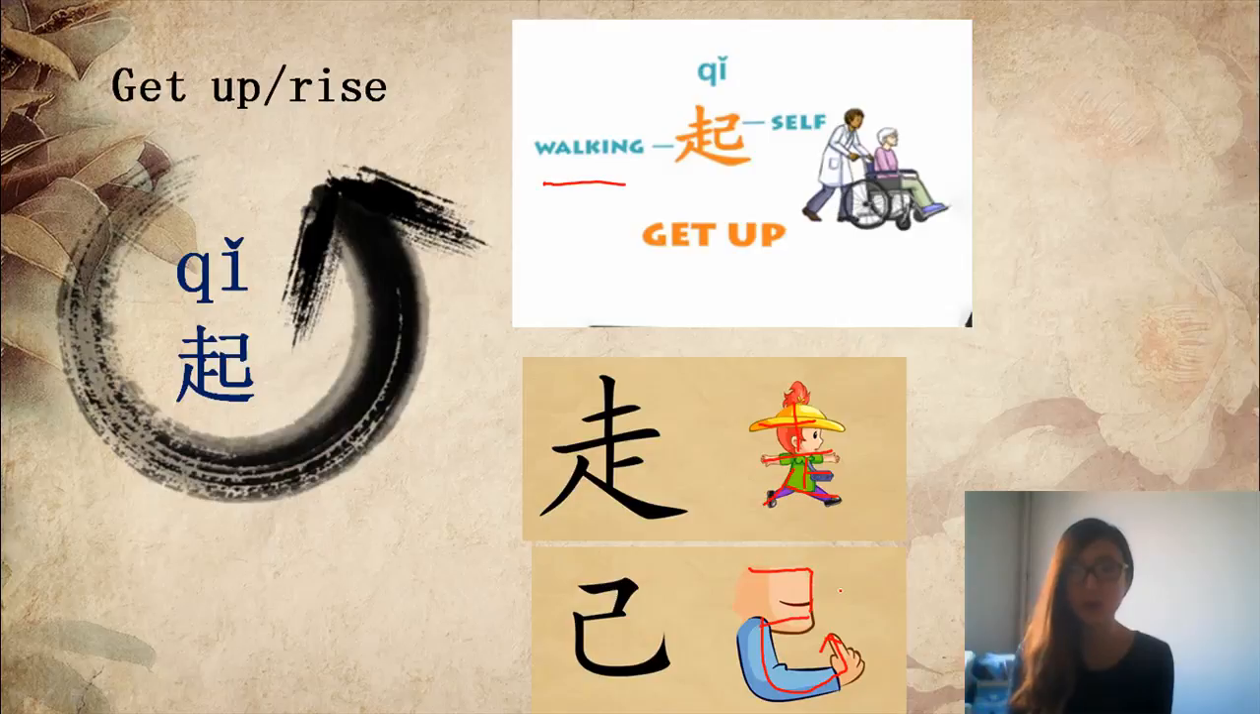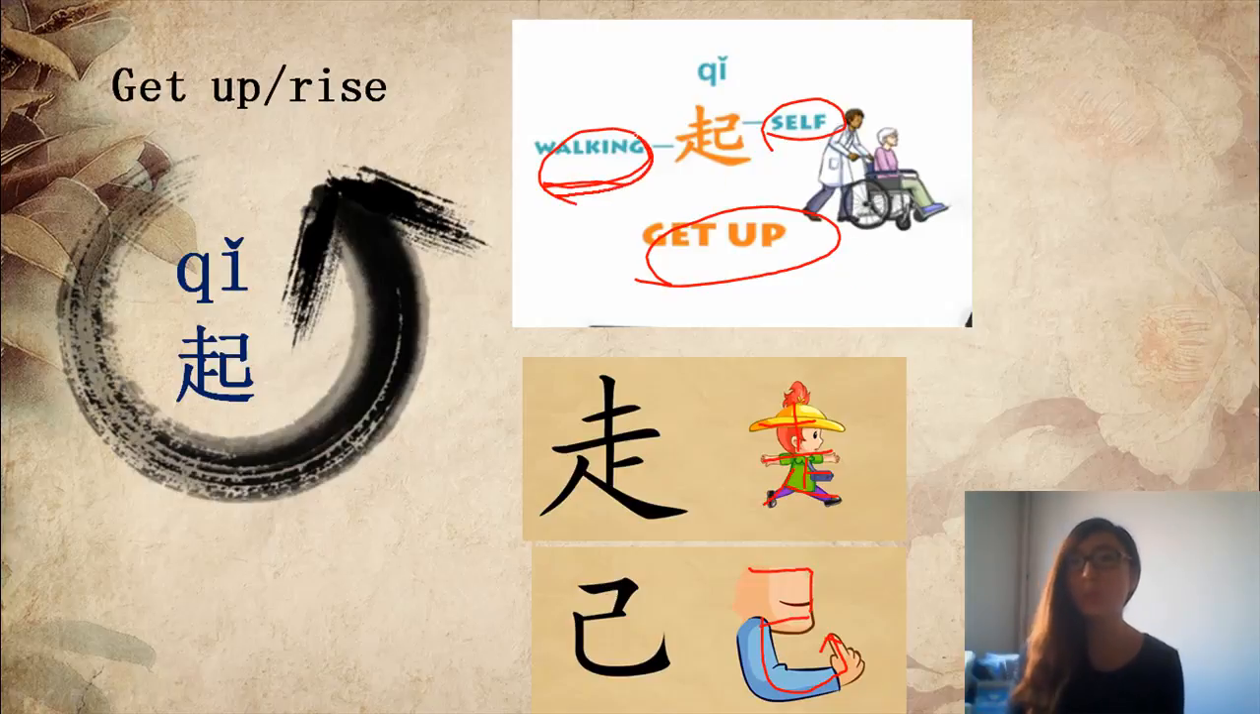Okay, we know these 2 parts, and right now, how can we remember this word? You can imagine a man in a wheelchair, and he can't walk by himself, and he has to let other people help him because he couldn't get up by himself. This person couldn't walk by himself, and because of that he couldn't get up.